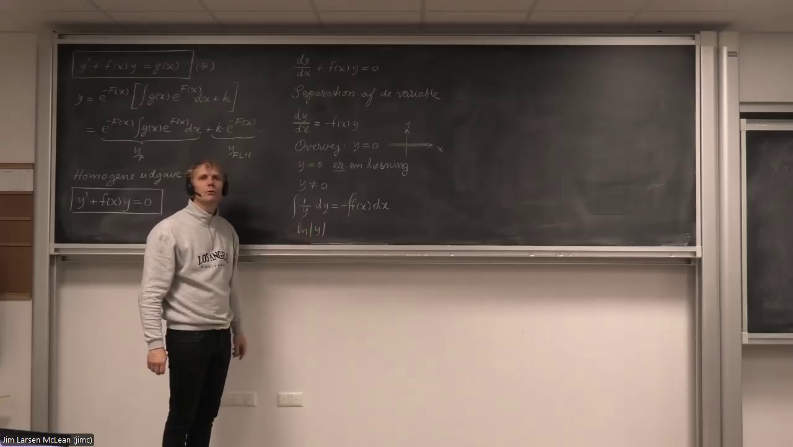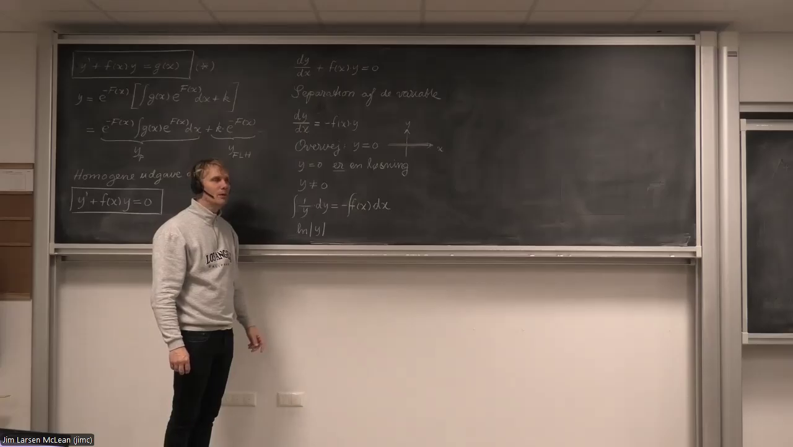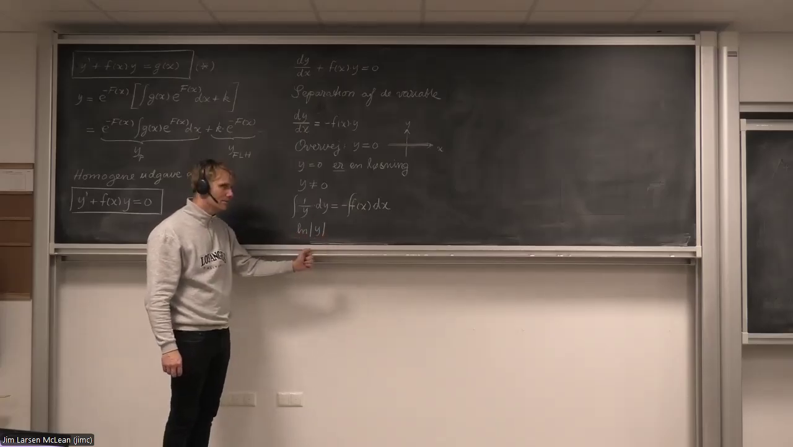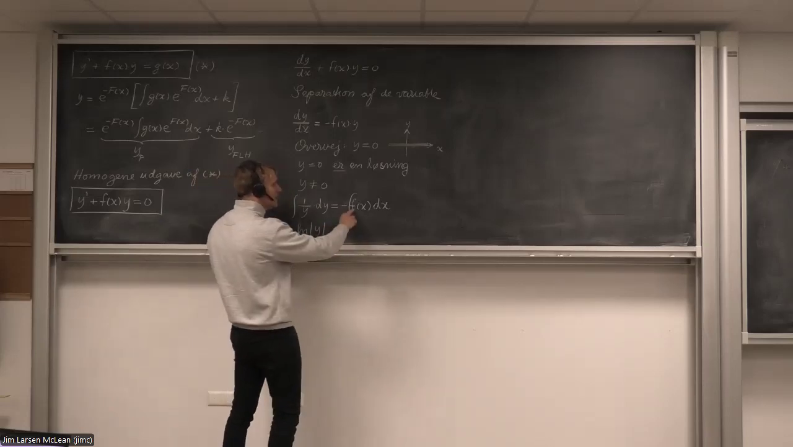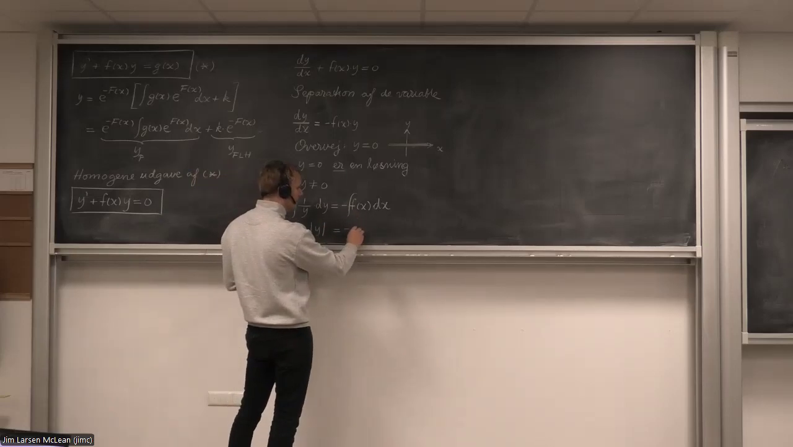Okay, and why have I written some more absolute value signs? It's because I don't know if y is greater than 0 or less than 0. And you can only take the natural logarithm of something positive. That's why I've added more absolute value signs. And over on the right side, I need to integrate lowercase f, but that just gives uppercase F.